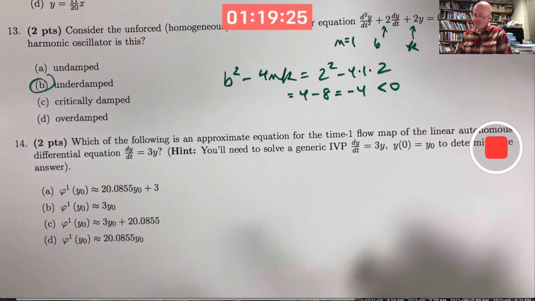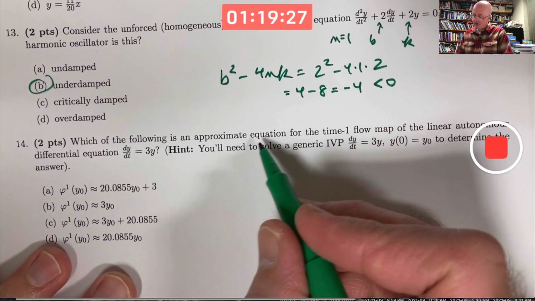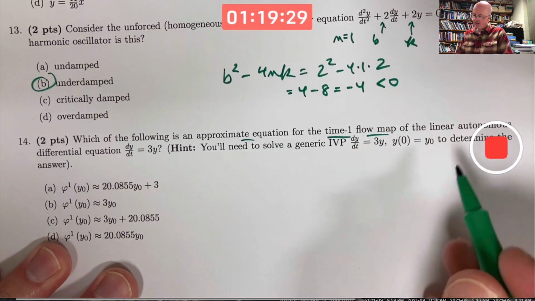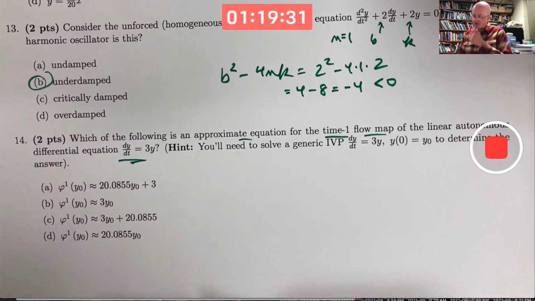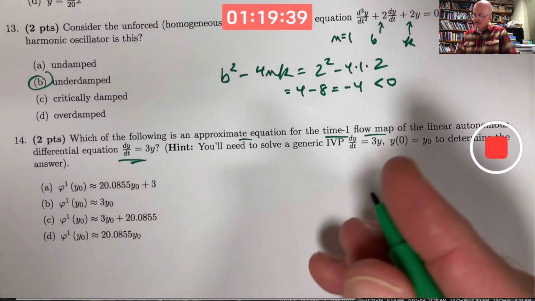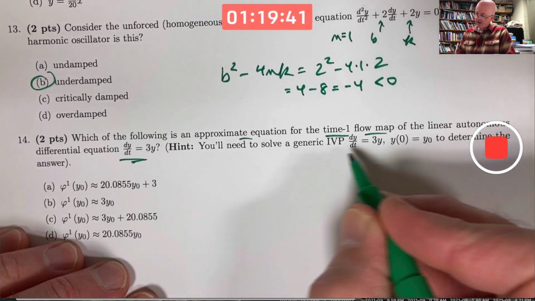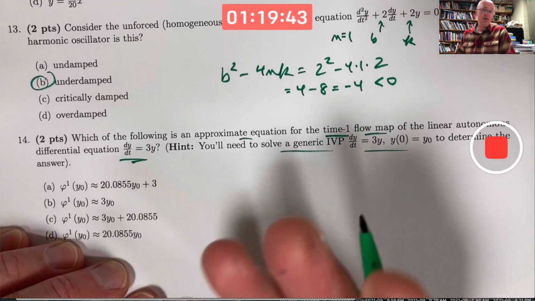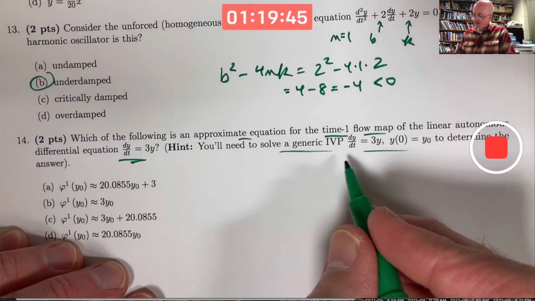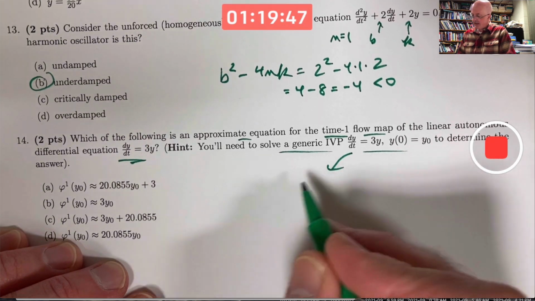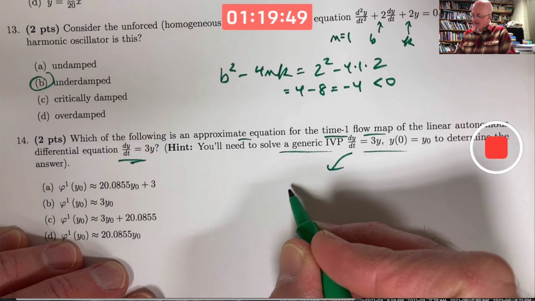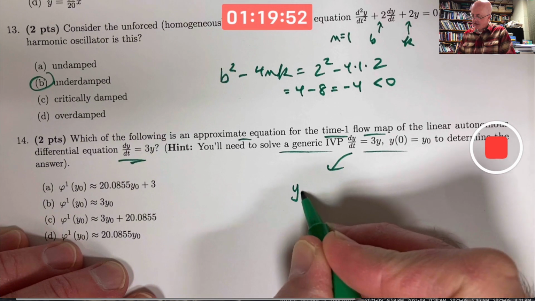This is the last question. Which of the following is an approximate equation for the time 1 flow map of a scalar autonomous differential equation? It's the same principles as the other one, but easier because it's scalar. We need to solve the generic initial value problem and use that formula. That is effectively the answer. So this is something you can solve just by thinking about it here. Solution is y0 e to the 3t.